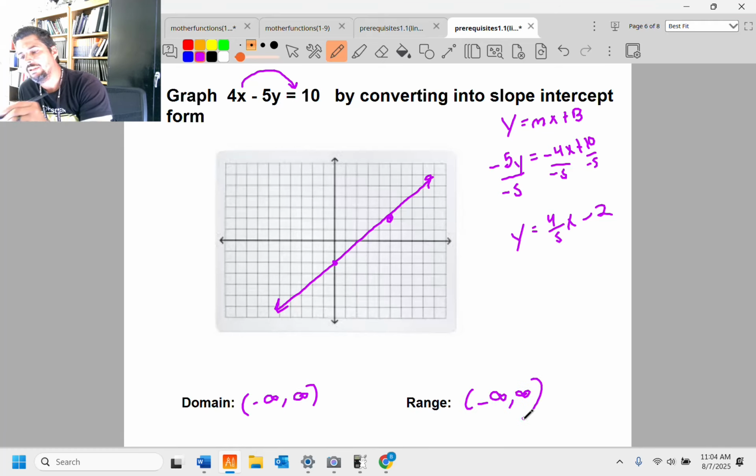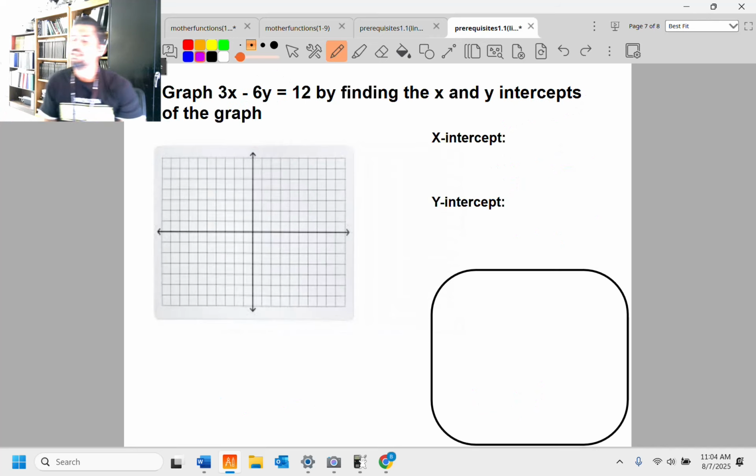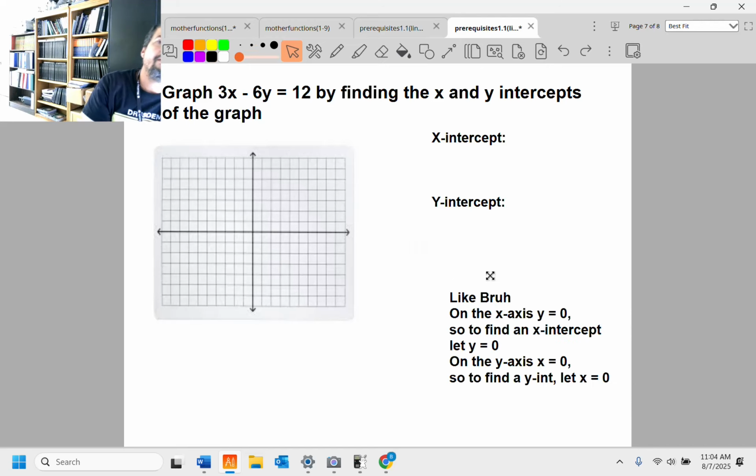Easy peasy, lemon squeezy. Slide 7. Graph 3x minus 6y equals 12 by finding the x and y intercepts. So I got a little box here for you to write in. Like it's important. I'm pretty sure I even said bruh. Like bruh. On the x-axis, y is 0. So to find an x-intercept, let y be 0.